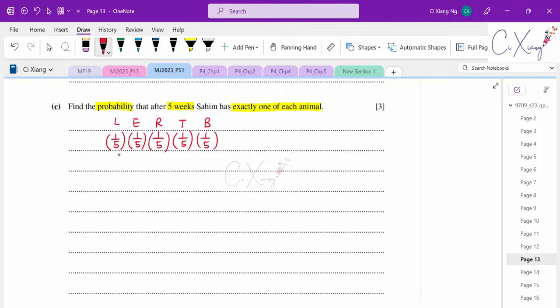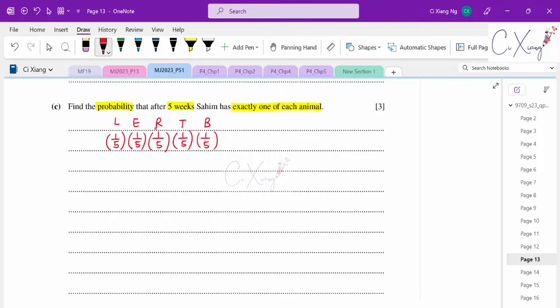Okay, so that means if let's say for 5 weeks I get exactly 1 of each animal, it will be 1 over 5 multiplied by 1 over 5 multiplied by 1 over 5, 1 over 5, 1 over 5. Okay, but this is for the case where I'm having L, E, R, T, B. That means first week I get leopard, second week I get elephant, third week I get rhinoceros, the 4th week I get tiger, 5th week I get buffalo. But it can have other possible cases, right? Where maybe the first week you get elephant, then maybe the second week you get the rhinoceros, third week you get the buffalo, and so on.